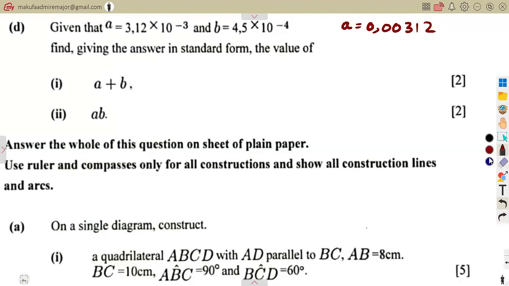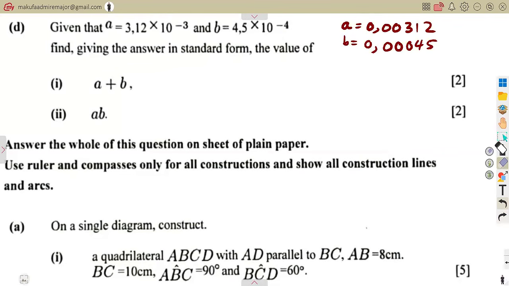You can also do addition in standard form as it is. For 4,5, 4 commas to the left. So that will be 1, 2, 3, 4. We're going to put 0, 0 like that. So the comma is here. So our B is 0,00045. This is what we have.